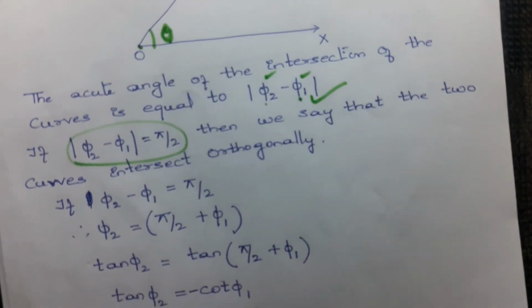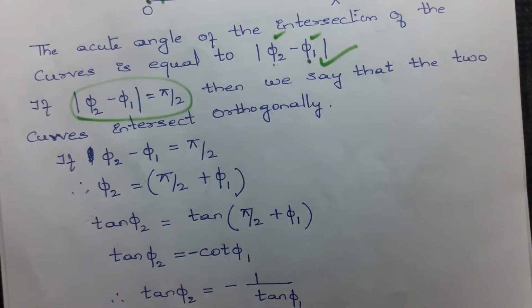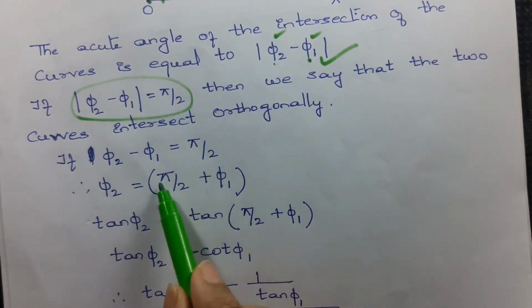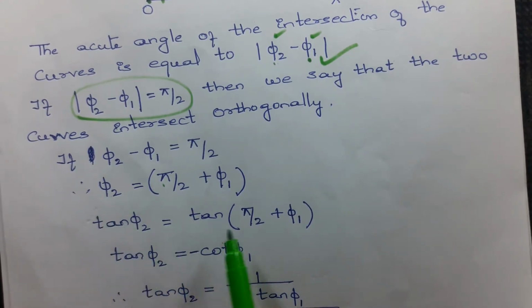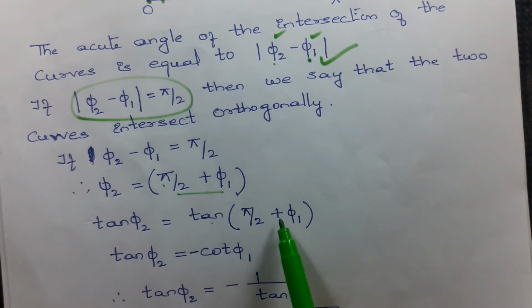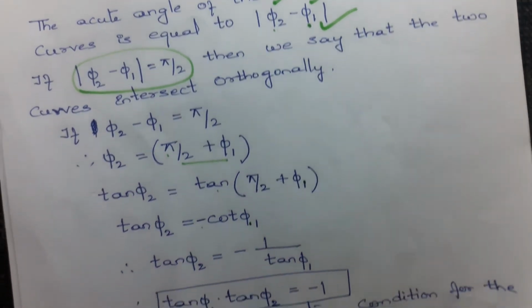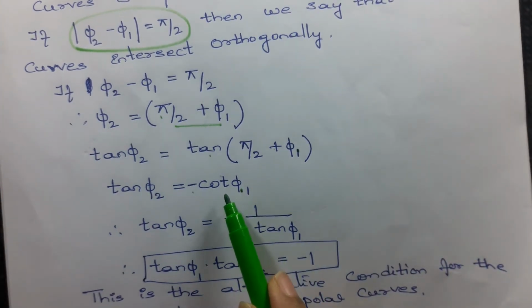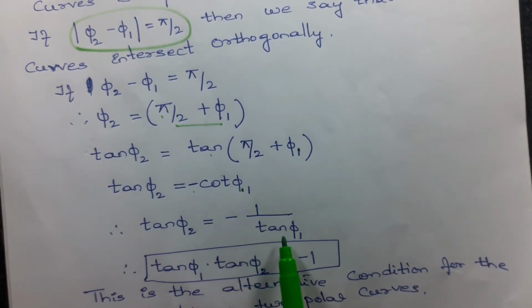One more condition can be derived. If phi 2 minus phi 1 is equal to pi by 2, that is, if they are intersecting orthogonally, then phi 2 can be taken as pi by 2 plus phi 1. Correct? Now if I apply tan, tan phi 2 is equal to tan of (pi by 2 plus phi 1). Tan of (90 plus phi 1) is minus cot phi 1. So I get tan phi 2 equals minus cot phi 1. Cot can be taken as 1 by tan, so I will take 1 by tan phi 1.